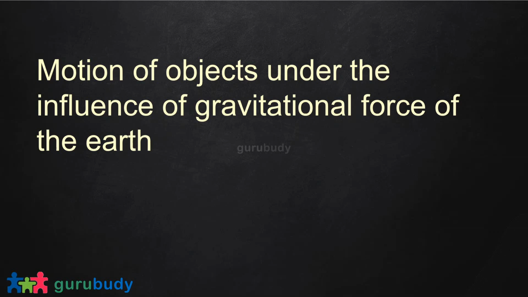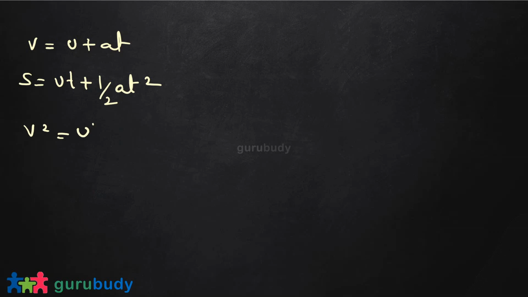Now we know from our previous lectures the equations of motion, which is v equal to u plus at. That was one of the equations we looked at. s equal to ut plus half at square, and then v square is equal to u square plus 2as. We looked at all these three equations of motion before, where v is the final velocity, u is initial velocity, a is acceleration, s is displacement, and t is time.